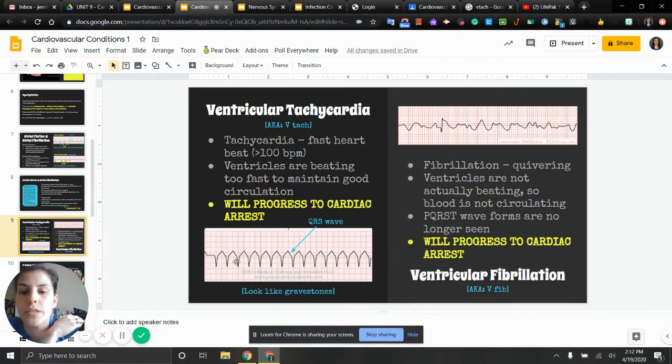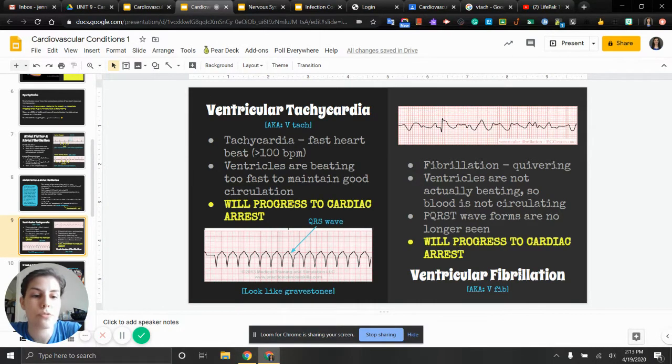So usually you see this described as it looks like gravestones. If you leave them in this particular heart rhythm, they will die. Okay, so that's why they say they look like gravestones. So we have to get this patient out of this rhythm because again, the bottom is beating too fast. We can't get a good pump of blood out.